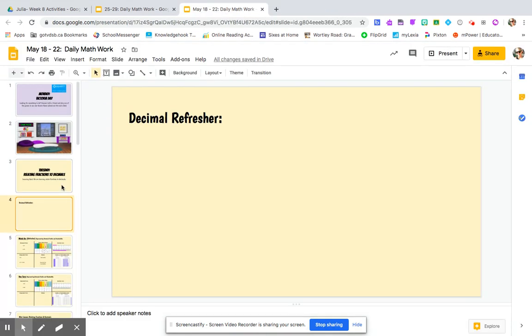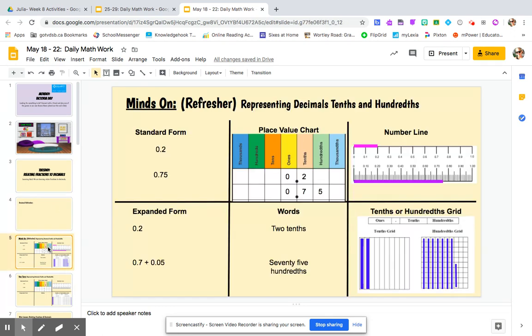After we worked with base 10 blocks to create models of decimals, we then went in and were able to represent decimals many different ways. So we were able to represent them in standard form, which is just a typical number. To read this out loud, we would say 2 tenths. And down here, we've now gone over into the hundredths column in our place value chart. So we would say this one as 75 hundredths.